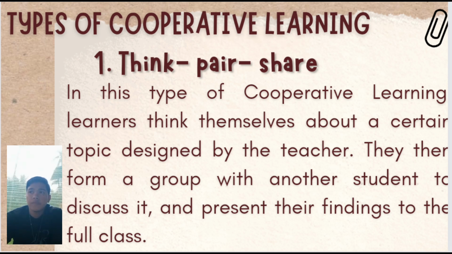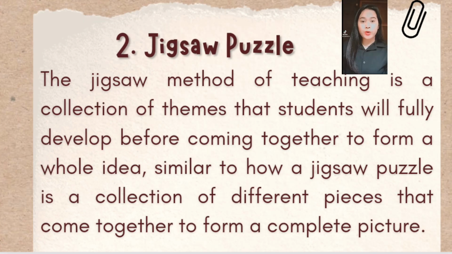So the other types of cooperative learning will be discussed by the other reporter. The second type of cooperative learning is jigsaw puzzle. So the jigsaw method of teaching is a collection of themes that students will fully develop before coming together to form an idea. Or it is a method of teaching with a set of themes that students need to develop before they form an idea.